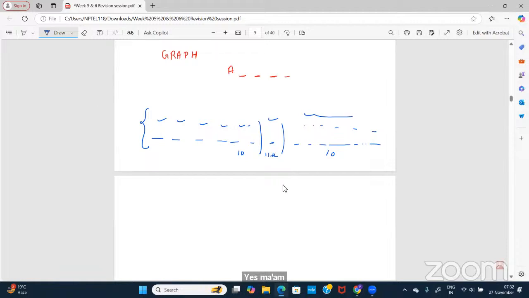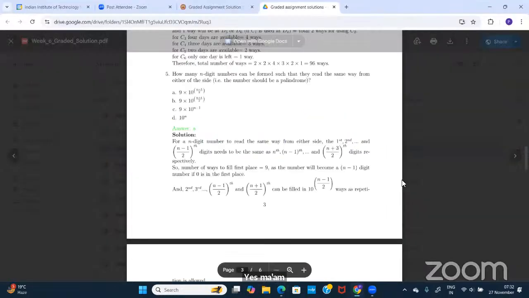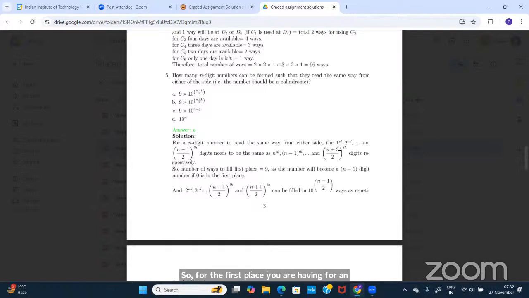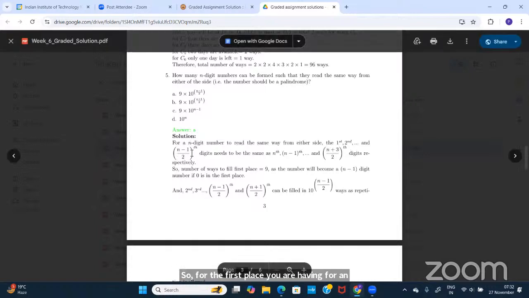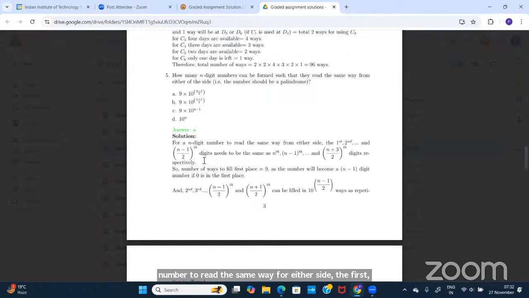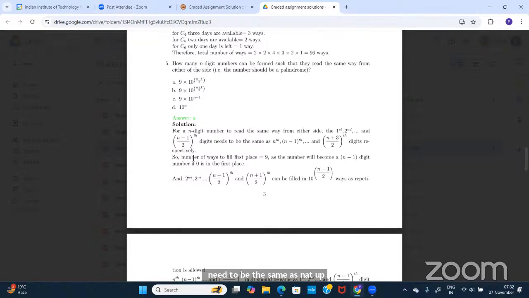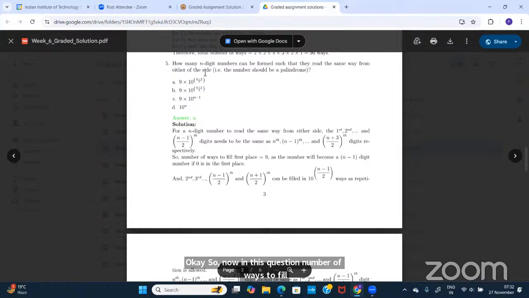In the solution you can see, for an n-digit number to read the same way from either side, the first, second, third, and up to (n minus 1) divided by 2th place digits need to be the same as the nth, (n minus 1)th, and so on. Now in this question, the number of ways to fill the 9. So we have a total of 10 digits, right? Yes, ma'am.